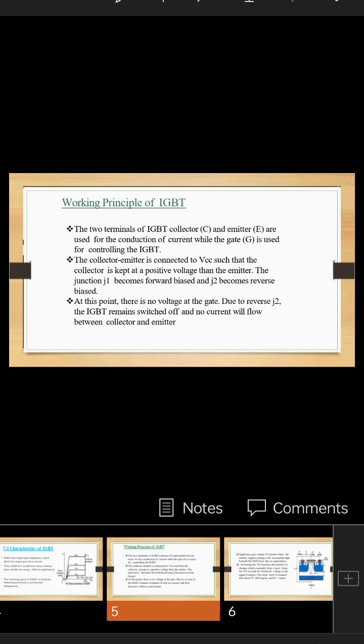Third, at this point there is no voltage at the gate. Due to reverse biased J2, the IGBT remains switched off and no current will flow between collector and emitter.